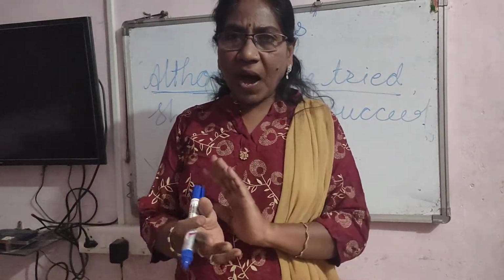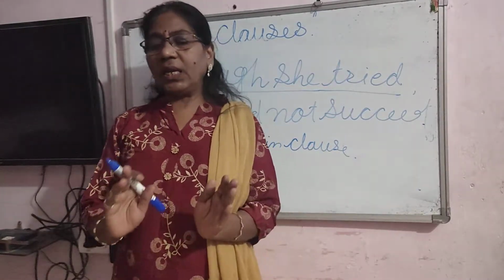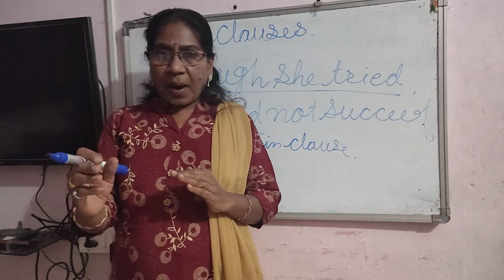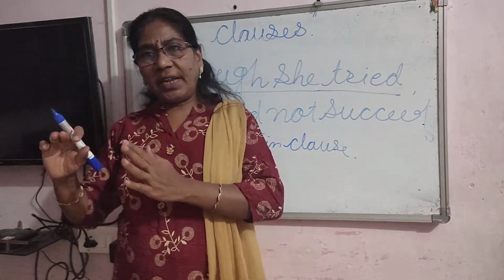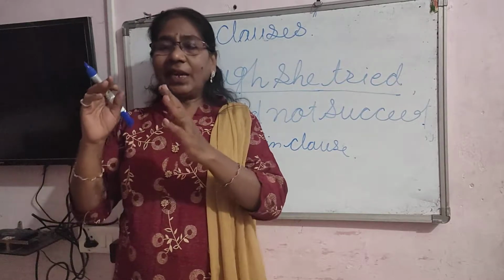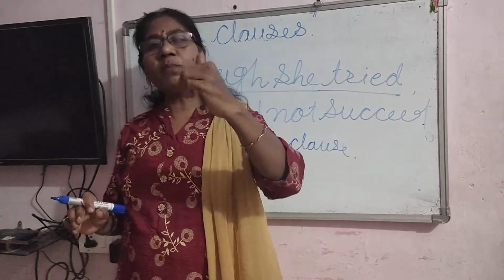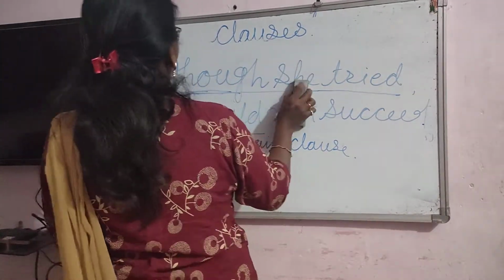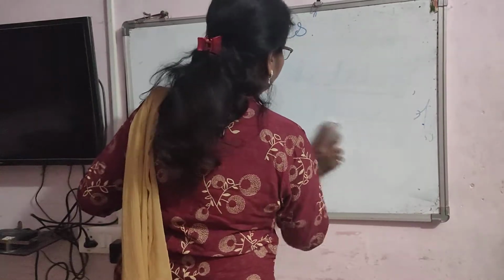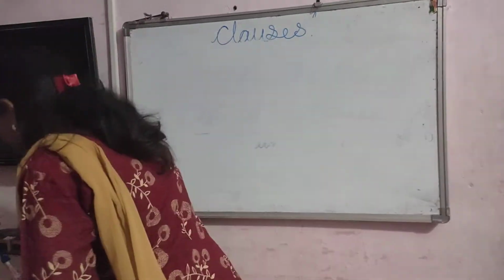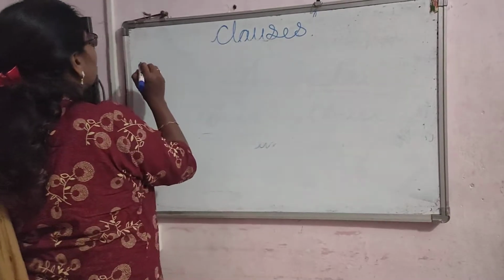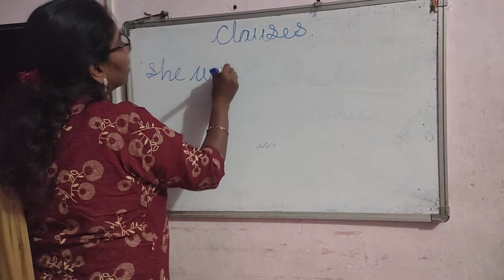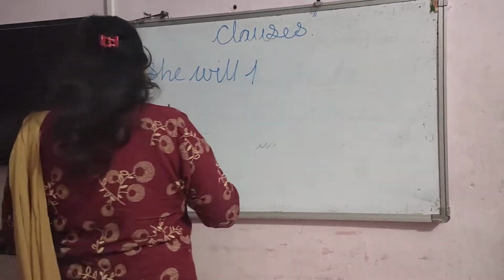That he will pass is certain. That he will pass is the subordinate clause. And it is certain, this is the main clause. Again, take this example.